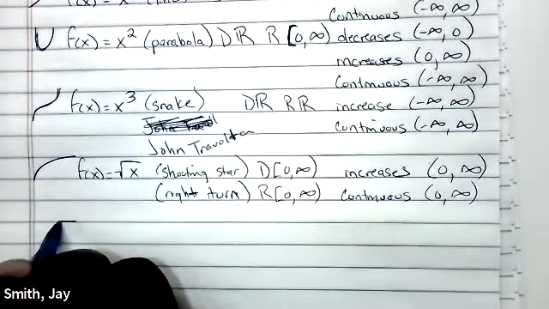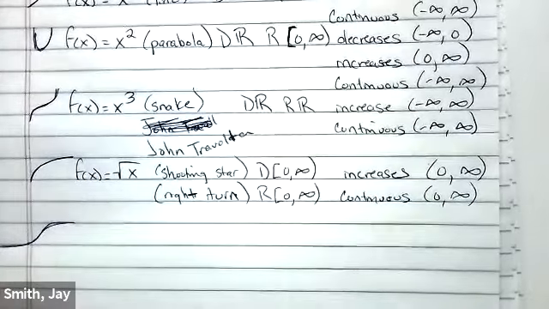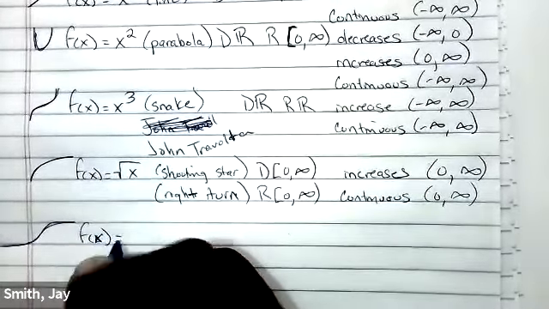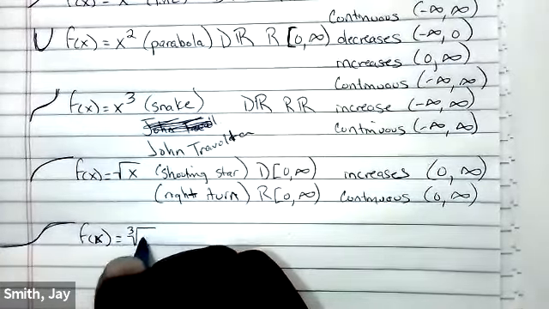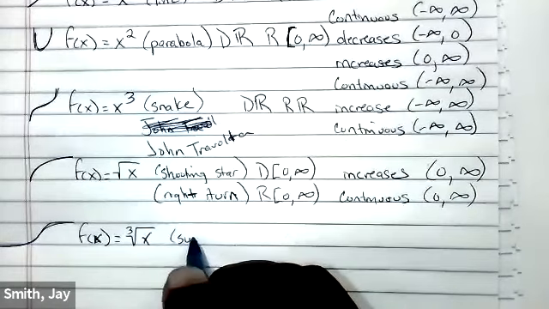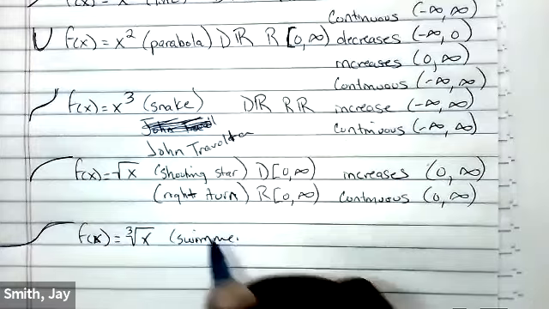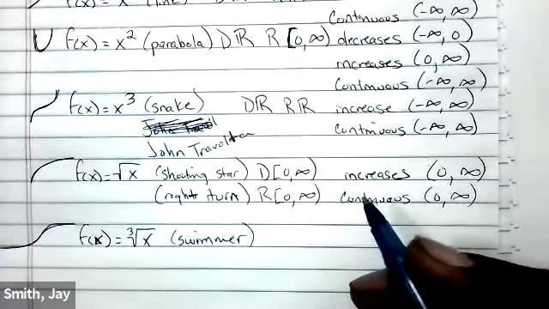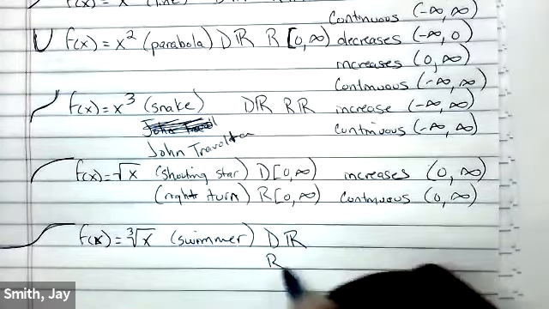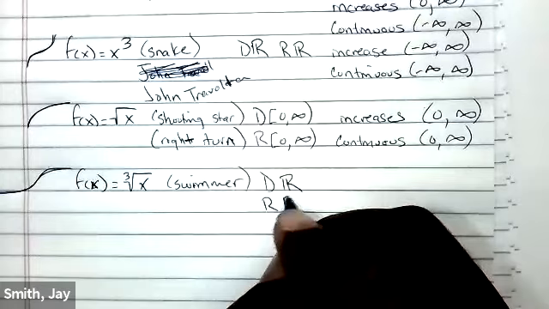Another graph would be the cube root function graph, or f of x is equal to the cube root of x. Some people refer to this one as a swimmer. The domain is the entire real number system. The range is also the entire real number system.